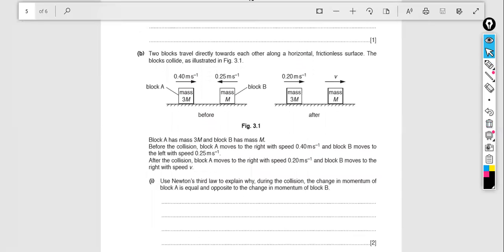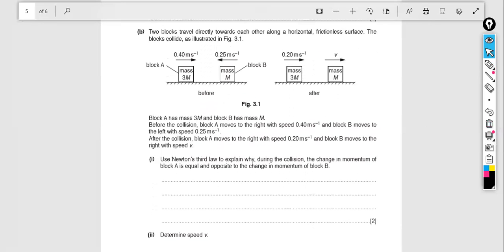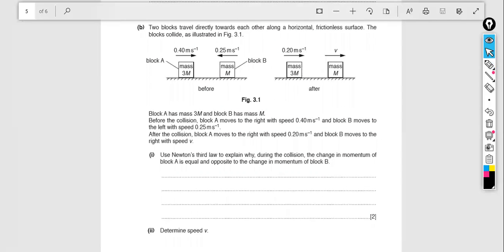Two blocks travel directly towards each other along a horizontal frictionless surface. The blocks collide as illustrated in figure 3.1. Block A has a mass 3m, block B has a mass m. Before the collision, block A moves to the right with a speed of 0.4 meters per second, and block B moves to the left with a speed of 0.25 meters per second. After the collision, block A moves to the right with a speed of 0.2 meters per second, and block B moves to the right with a speed v. Use Newton's third law to explain why, during the collision, the change in momentum of block A is equal and opposite to the change in momentum of block B.